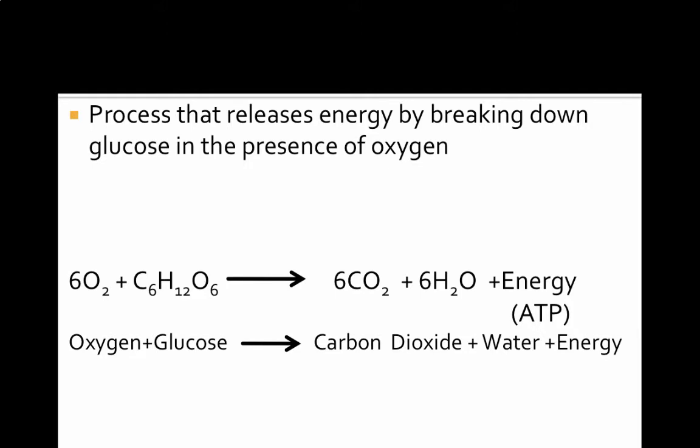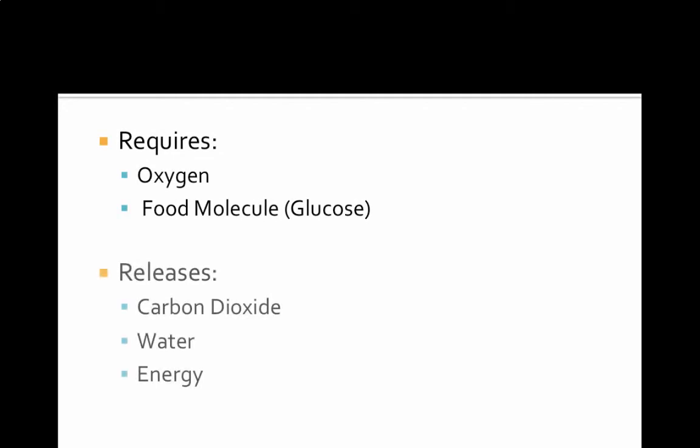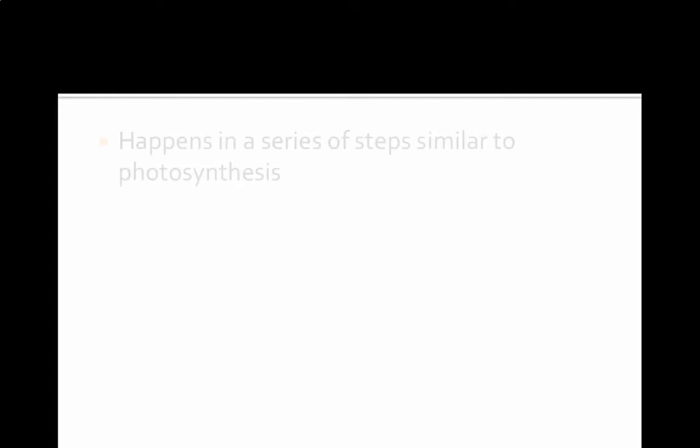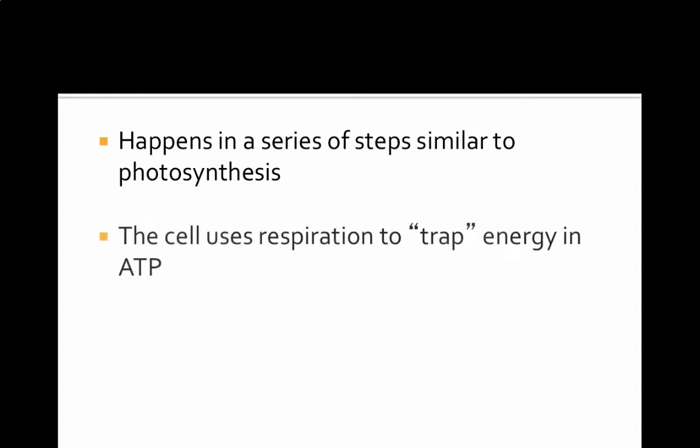6O2 plus C6H12O6 yields 6CO2 plus 6H2O plus energy, or ATP. We break that down into words, and it just means oxygen and glucose yields carbon dioxide, water, and energy. Cellular respiration does require oxygen and a food molecule, and it will release carbon dioxide, water, and energy. So what we put in is oxygen and food, what we get out is carbon dioxide, water, and energy. It happens in a series of steps similar to photosynthesis, and the cell will use respiration to trap energy in the ATP.